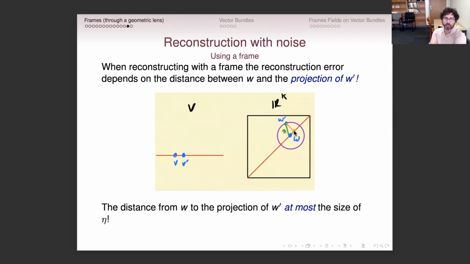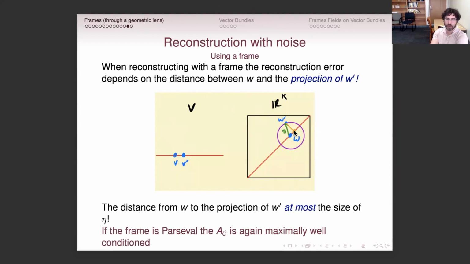And so the cool thing about this is that the distance from W to the projection of W prime is at most the size of the noise. So it's actually possible that the noise didn't really corrupt the vector at all. For instance, if the noise were completely orthogonal to my vector W, then when I orthogonally project it, I would get W back on the nose and I'd get perfect reconstruction. So this is an instance of why you might want to use frames, because they decrease the amount of noise you get.